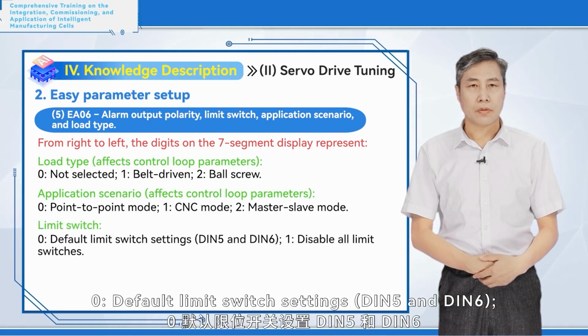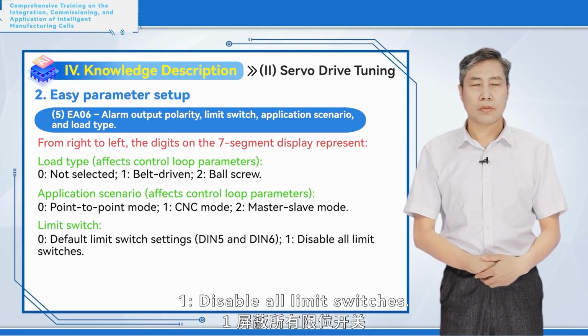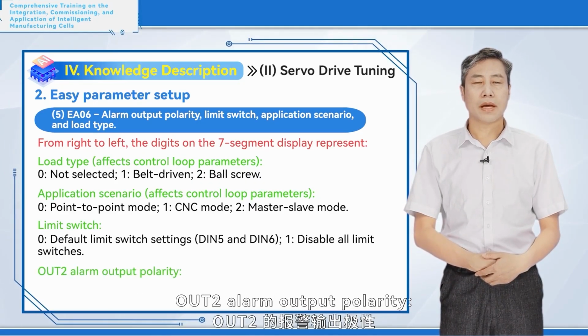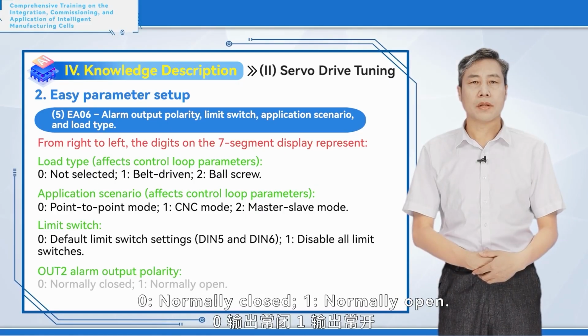Limit switch: 0: Default limit switch settings, DIN5 and DIN6. 1: Disable all limit switches. Alarm output polarity: 0: Normally closed. 1: Normally open.